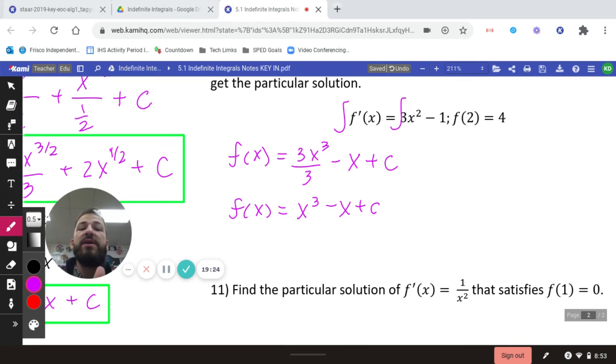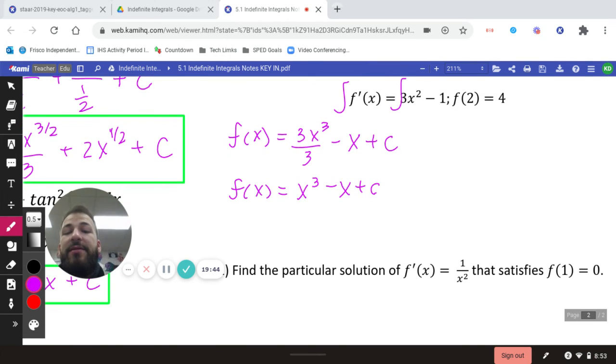Okay, so that's my integral. My derivative was 3x squared minus 1. My integral is f of x equals x cubed minus x plus c. Okay, and that matches up. Derivative of x cubed would be 3x squared. Derivative of negative x would be negative 1. Okay, now I can plug in to get my value of c. So I'm going to plug in 2 for x and 4 for f of x.